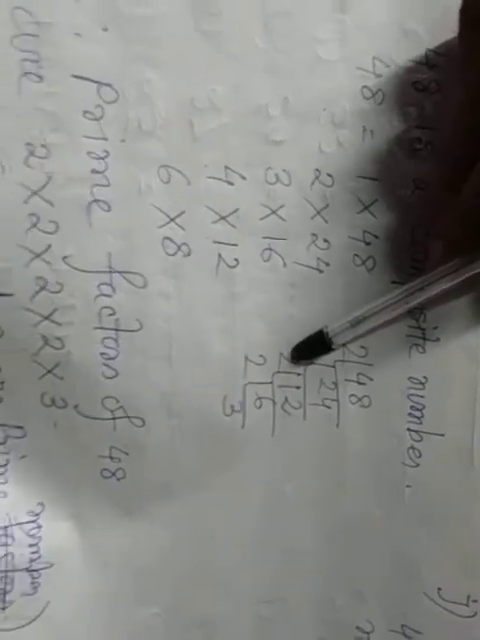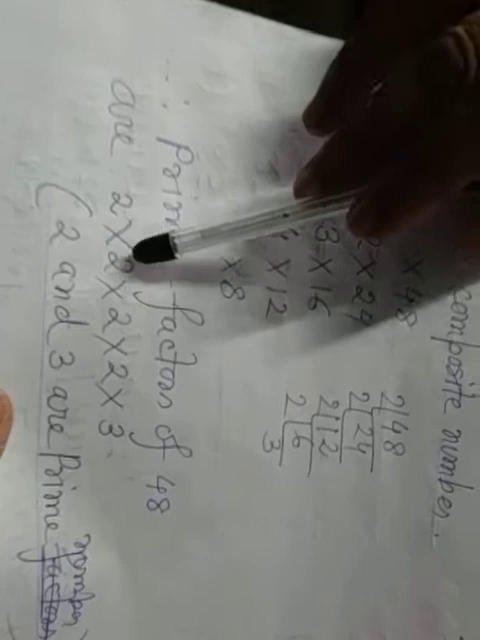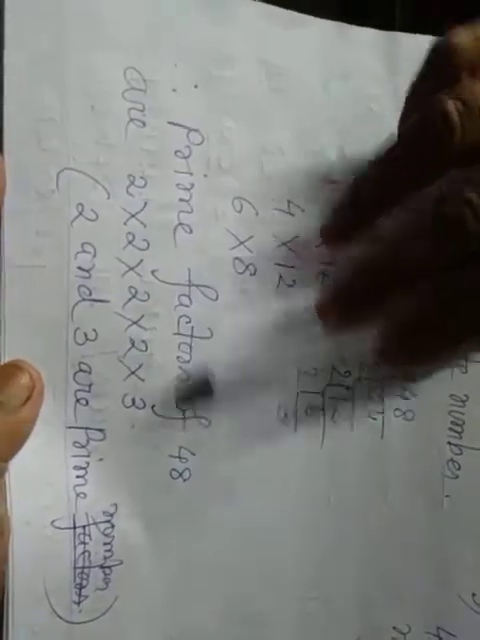I. 48. 48 is a composite number. 48 equals 1 into 48, 2 into 24, 3 into 16, 4 into 12, 6 into 8. So prime factors of 48 are 2 into 2 into 2 into 2 into 3.